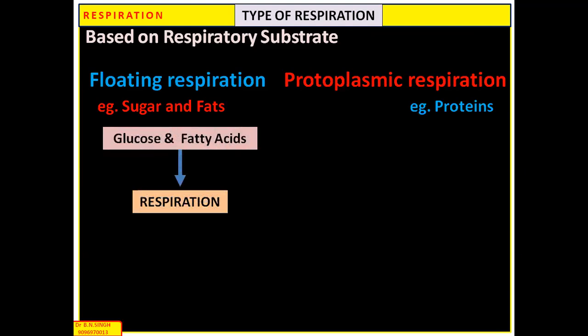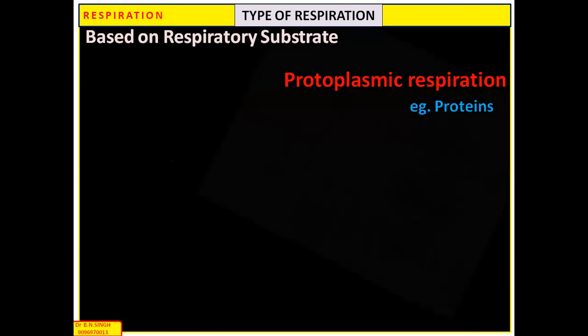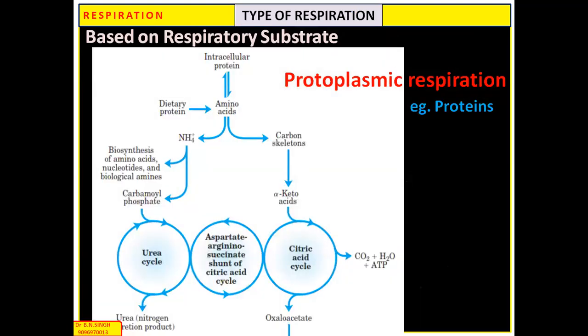Then, in the case of floating respiration, as I told you, glucose, the main sugar, and different fatty acids are broken down to produce ATP. Now, in the slide, you can see the intracellular proteins or dietary proteins are broken down into amino acids. The amino group of the amino acid is excreted outside the body in the form of urea, through the urine.